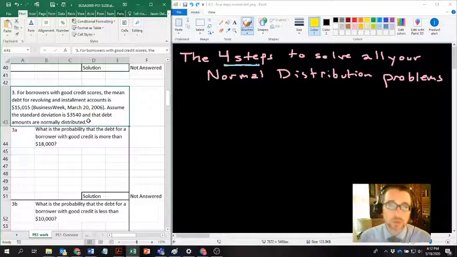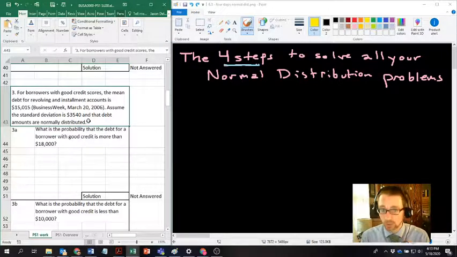So, for borrowers with good credit scores, the mean debt for revolving and installment accounts is $15,015. Assume the standard deviation is $3,540, and the debt amounts are normally distributed. So that's positing a particular shape of the world. The world looks such that we have borrowers with good credit scores. That's a population of individuals, and they have some value called their debt. Each one has their own debt. There's many different unique and individual borrowers with good credit scores. But if we took them all and averaged all of them, the mean debt would be $15,015.